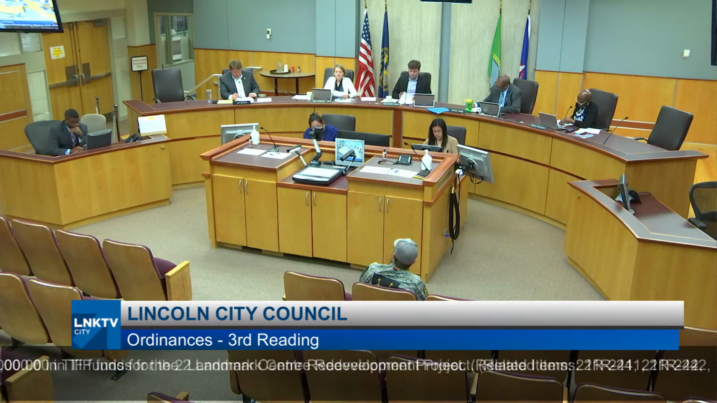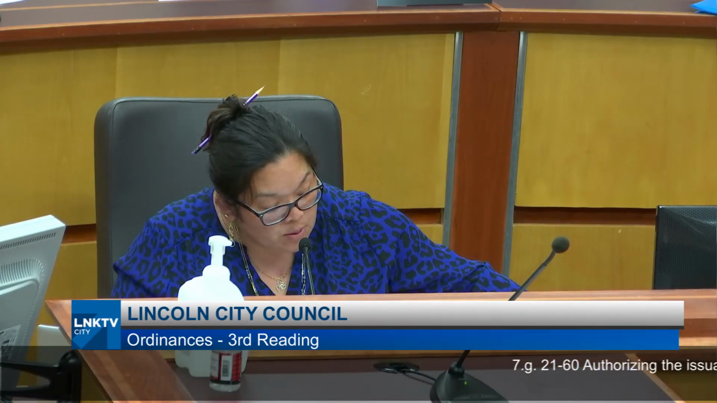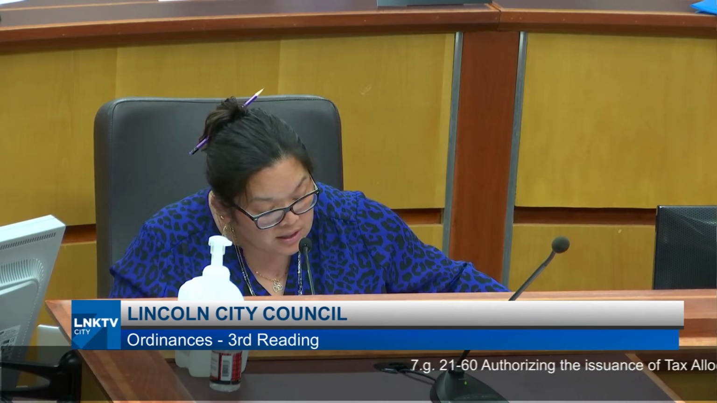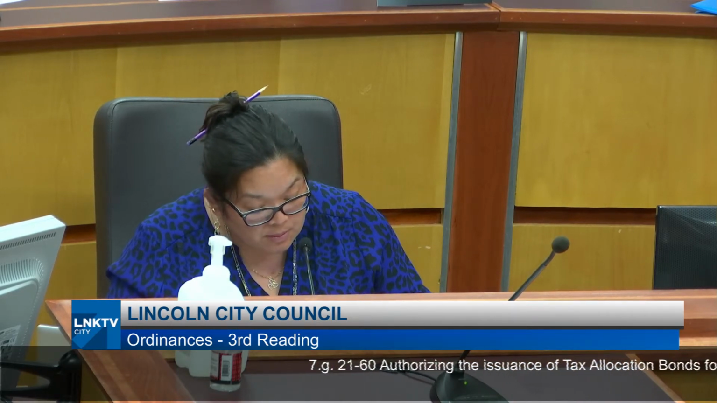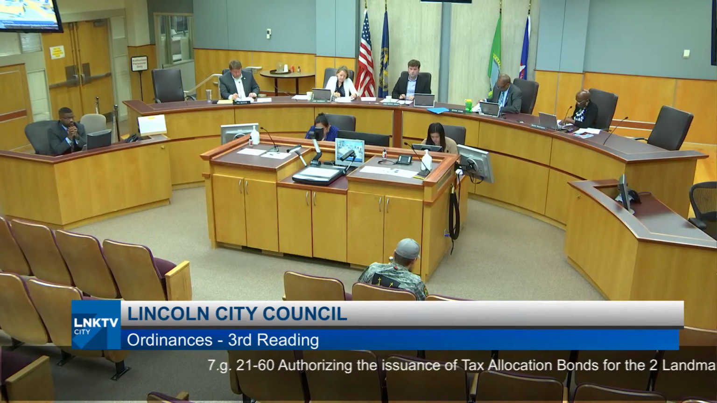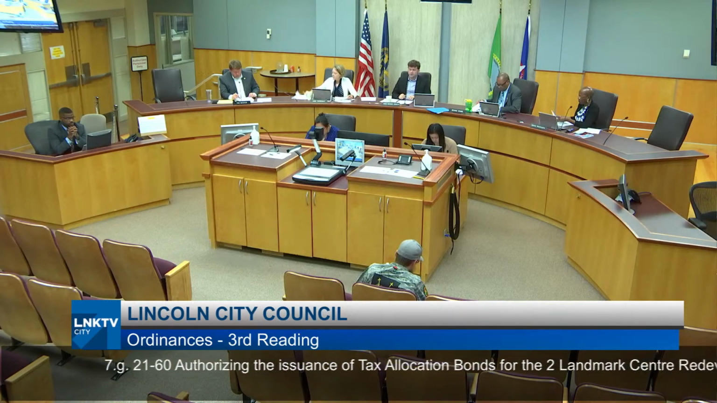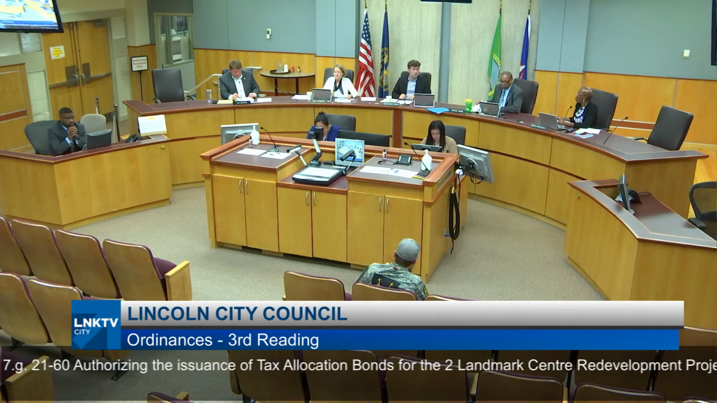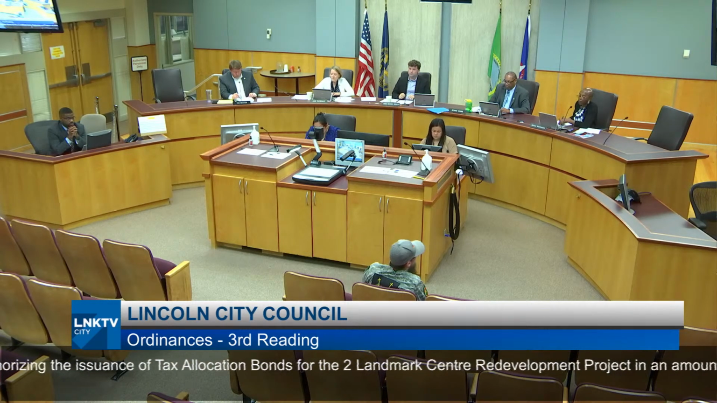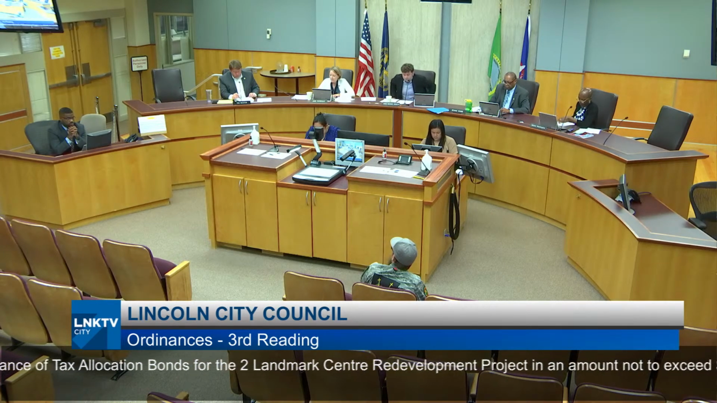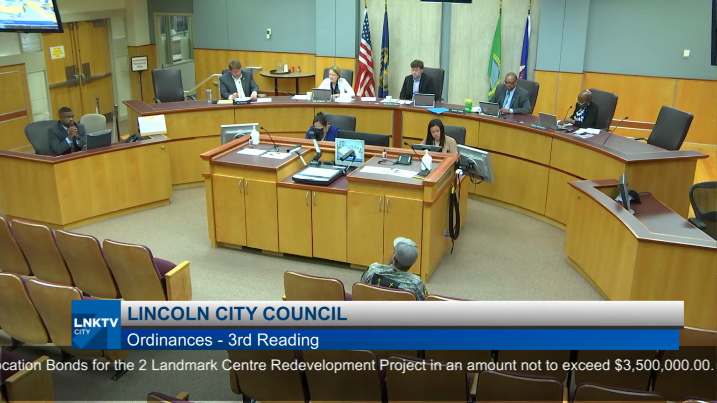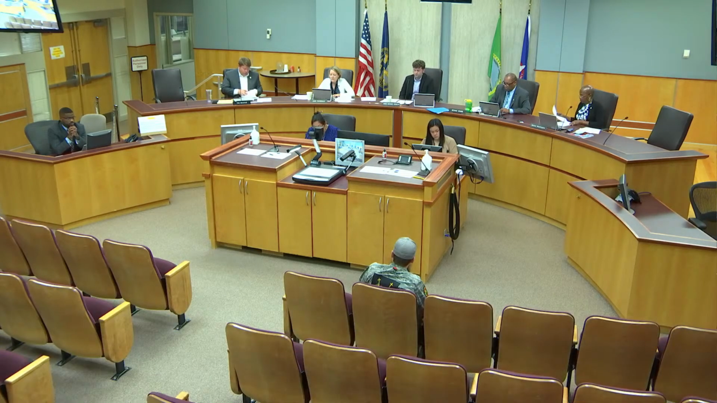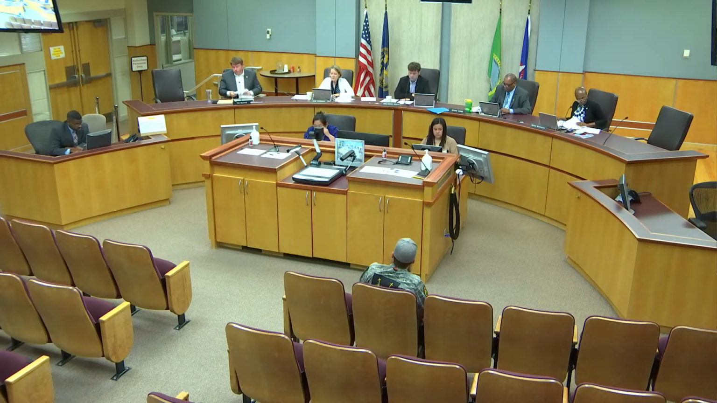Item 7G is authorizing the issuance of tax allocation bonds for the 2 Landmark Center redevelopment project in an amount not to exceed $3,500,000, introduced by McGinnis. So moved. Second. Moved and seconded by Councilwoman Washington. Any discussion? Seeing none, may we please do a roll call? Washington, Yes. Raybold, Yes. Beckius, Yes. Schob, Yes. Bowers, Yes. Motion carried 5-0. Resolutions first readings are items 8A through 8E.